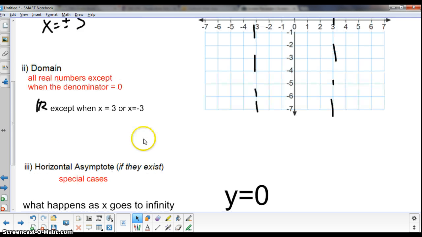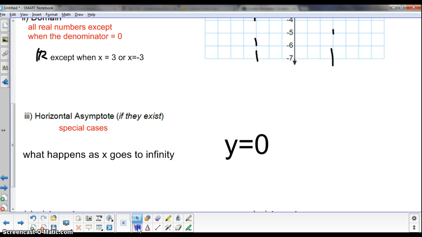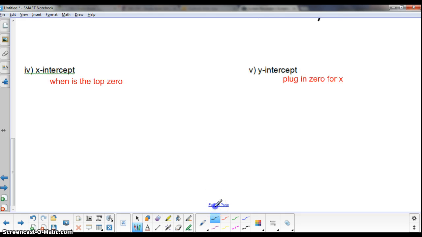The other thing to remember is, what if the powers are the same? What if that tug of war, the denominator or the numerator, doesn't win? Well, then you have to look at the coefficients. So if there was just, for example, y equals 15x to the 7th over 5x to the 7th. x to the 7th, x to the 7th, neither one of those is going to win over the other, and so they really don't matter. It's 15 over 5. The horizontal asymptote would be at 3. 15 divided by 5.